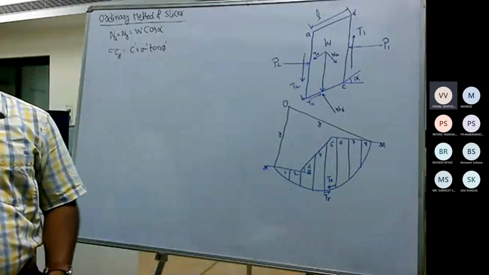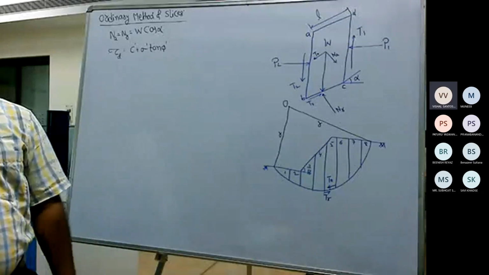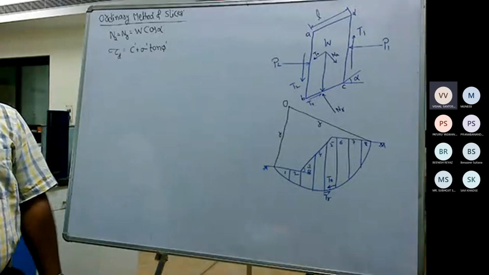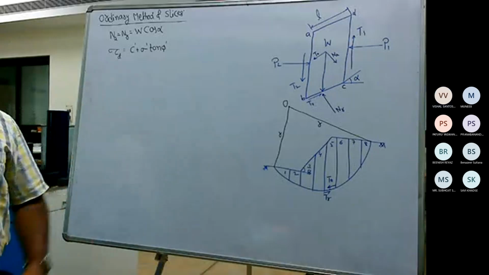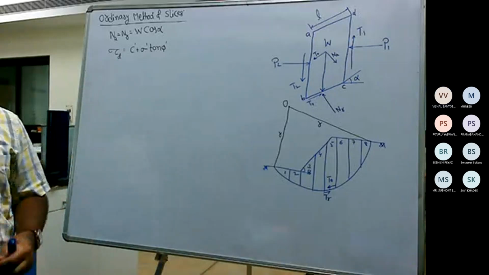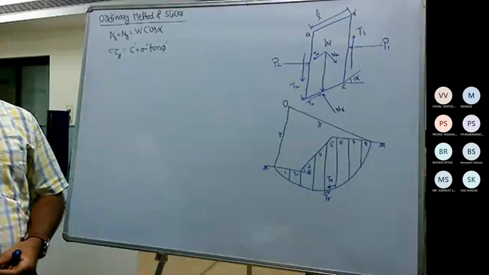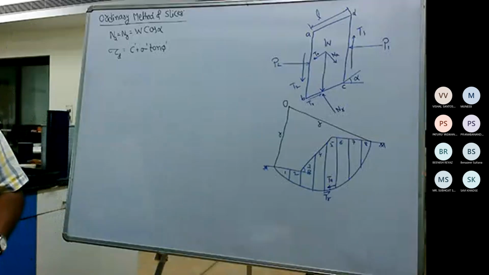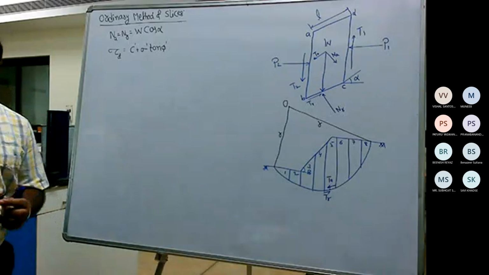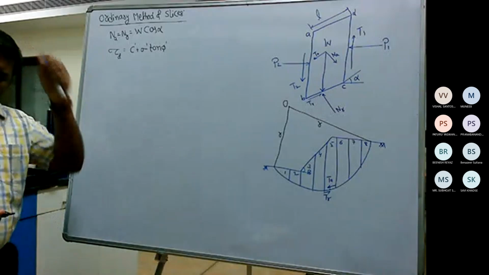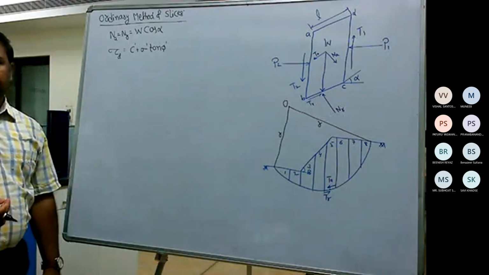So NR should be negative now, because it is in the opposite direction to NA. No, they are opposite, equal and opposite. How are they negative? They are equal and opposite. Yes, sir.